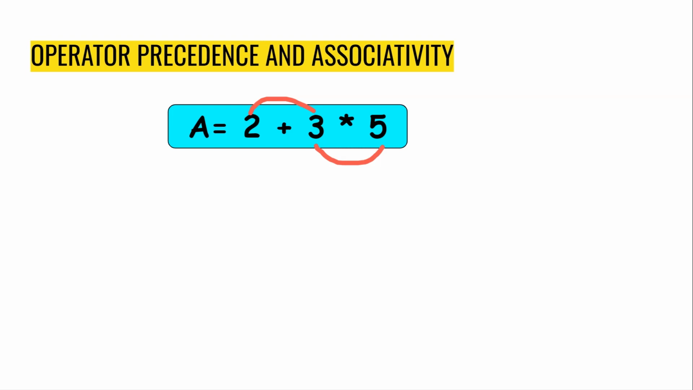Each operator in C has a precedence associated with it. Operators which are at the higher level of precedence are evaluated first. So according to that, the sub-expression 3 into 5 will be evaluated first, as the multiplication operator has higher precedence among the plus and multiplication operators. So 3 into 5 will be evaluated to give 15. Then 2 plus 15 will be evaluated, which will give you the result as 17, and that will be assigned to A.